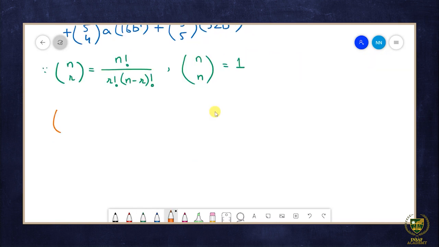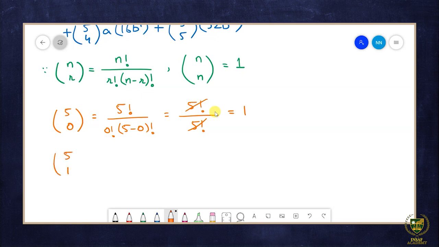Now we have 5C0, which is 5 factorial over 0 factorial into (5 minus 0) factorial. This is equal to 5 factorial over 0 factorial is 1 and 5 minus 0 is 5. So in the denominator we will have 5 factorial, 5 factorial by 5 factorial gets cancelled, and this is equal to 1.